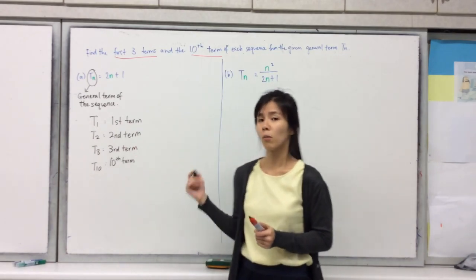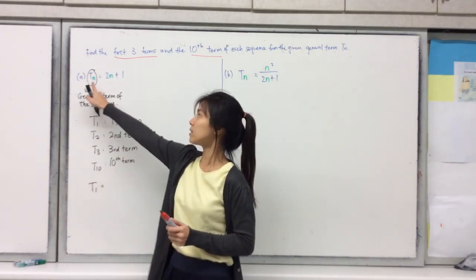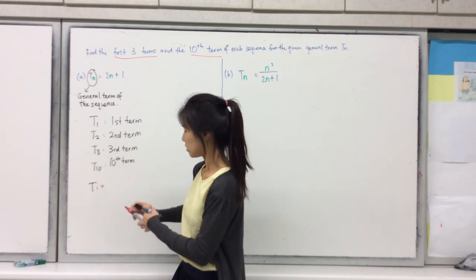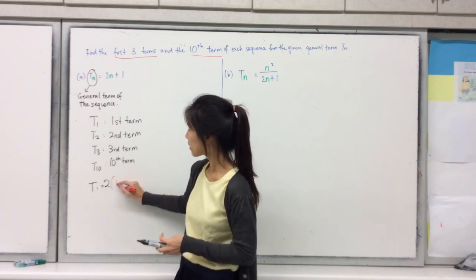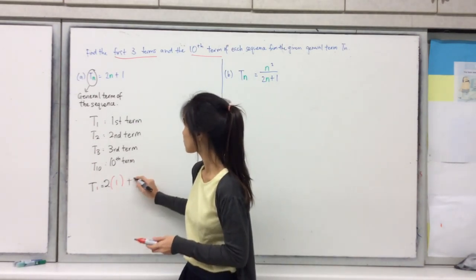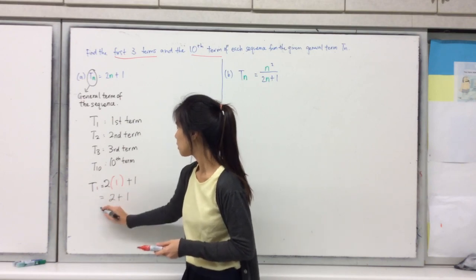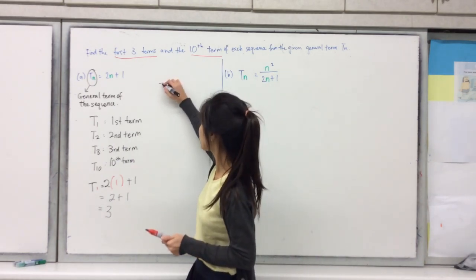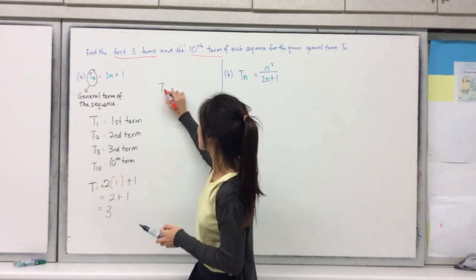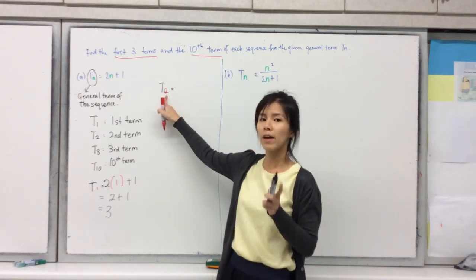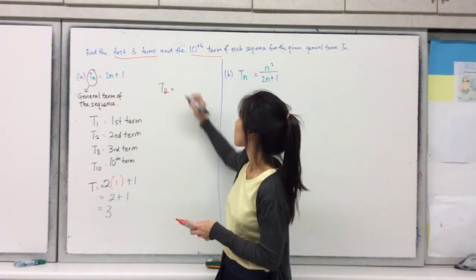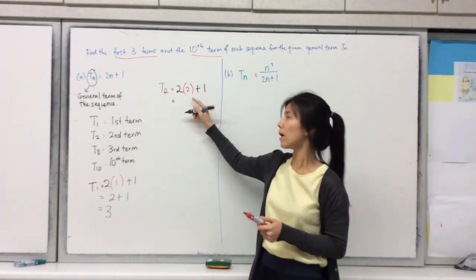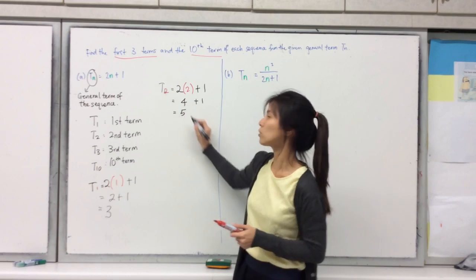So now, we are supposed to find T1. And since this green n over here is the same as this green n, all you have to do is just substitute this 1 over here into the general term. And you have the first term answer as 3. Okay? Now, similarly, to find term 2, you have to substitute n equals to 2 into this general term over here. And 2 times 2, you will have 4 plus 1. And so your second term will be 5.